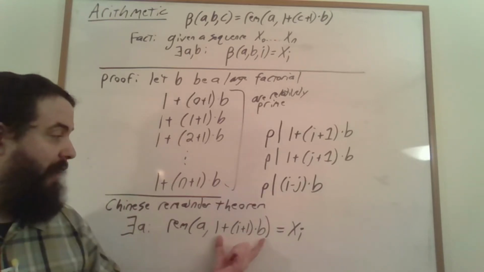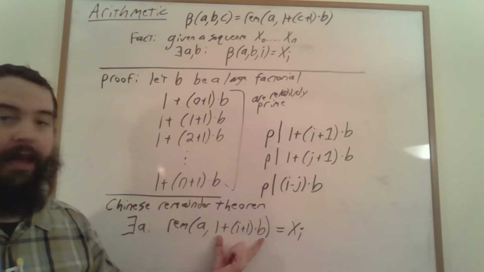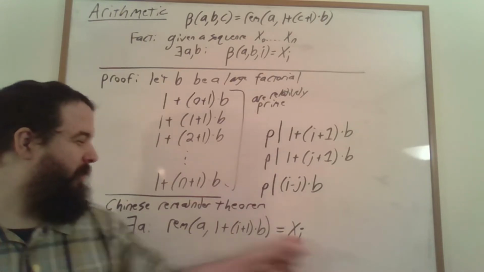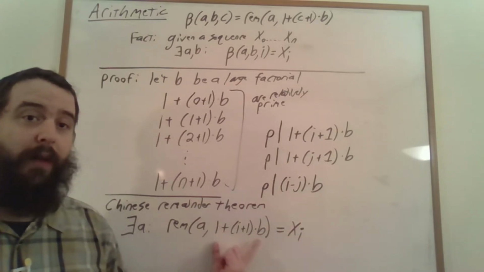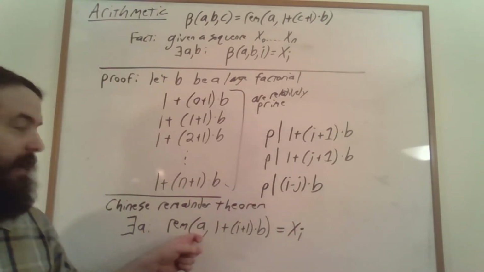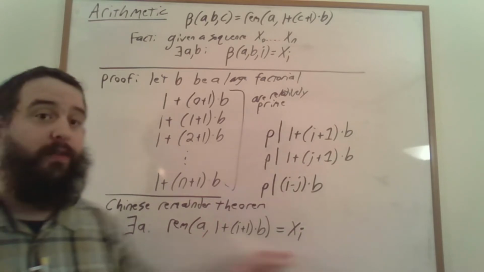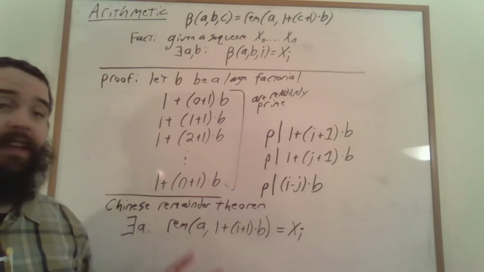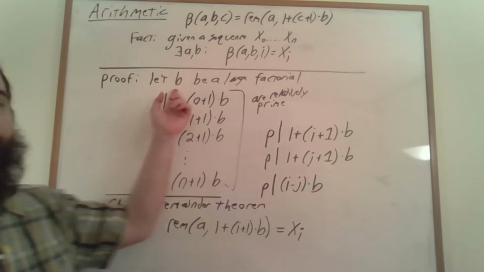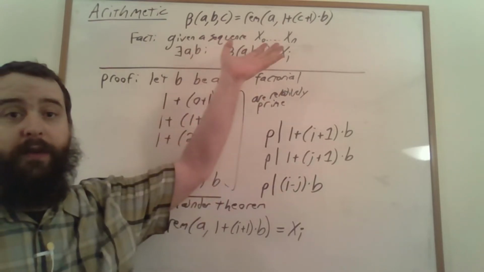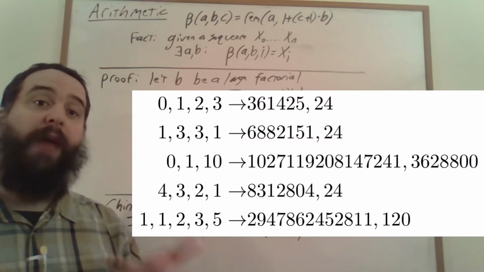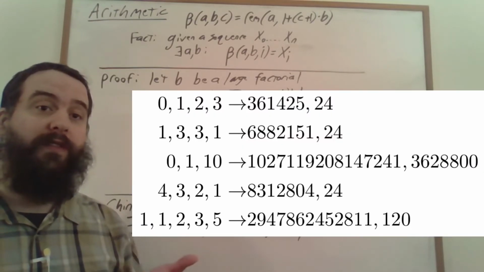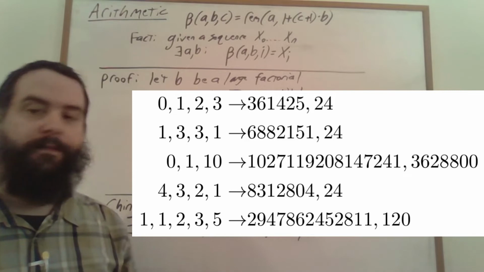If you have relatively prime moduli, and you have some things that you would like a number to be congruent to, modulo those moduli, then you can find a number that has those congruences. And this is it. Note that b is going to be pretty large. It's going to be the factorial of the numbers appearing in the problem, and that a is going to be quite a bit larger. Here are some actual encodings of actual sequences constructed in this method.